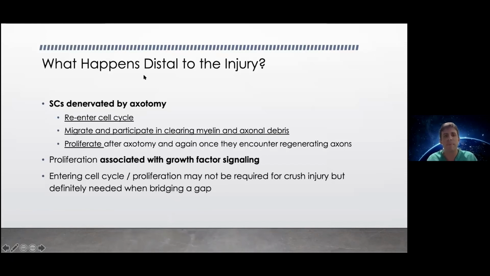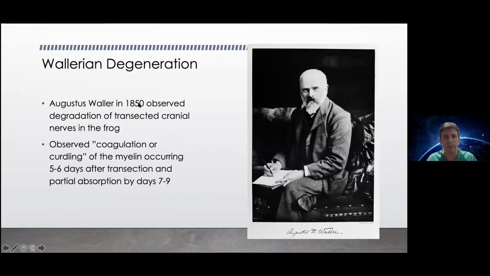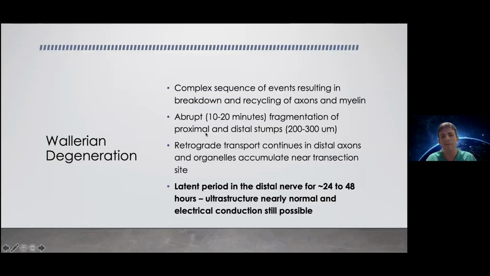So just quickly, what happens to the axons and fibers distal to the injury? Well, basically the Schwann cells undergo a process where they re-enter the cell cycle, they participate in myelin clearing, and they proliferate. So they actually have a proliferative response after injury. And this is all part of the process of Wallerian degeneration described a long time ago. Of note, after you cut a nerve, there's a latent period where the nerve will still stimulate, will still have electrical conduction, and that can last potentially up to 78 hours, but definitely 48 hours.